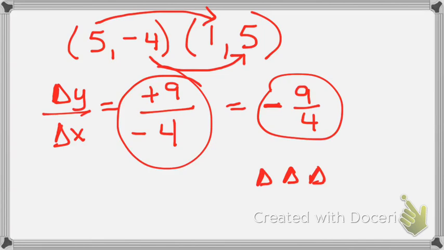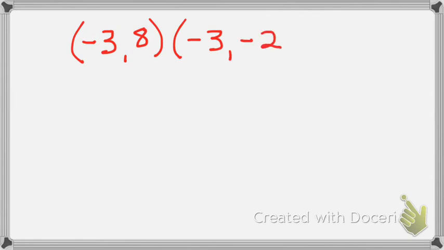It's a lot shorter to write the Greek letter delta than it is to write every time the change in y over the change in x, right? Everybody okay with that? Okay, so let's do another one. Let's say we've got, how about negative 3, comma 8, and negative 3, comma negative 2.